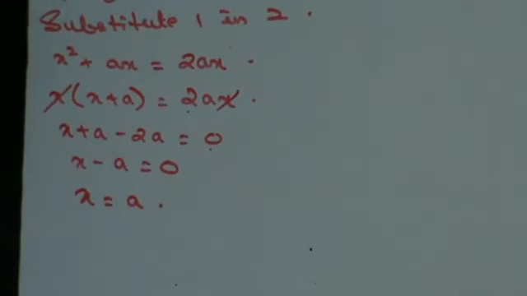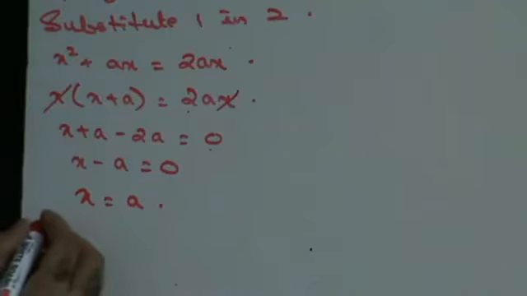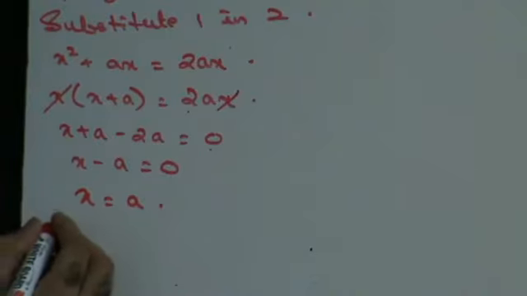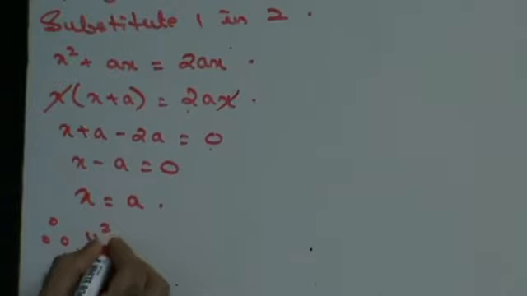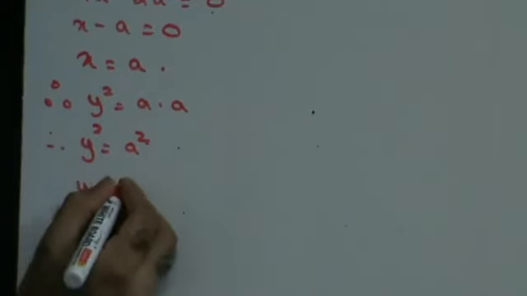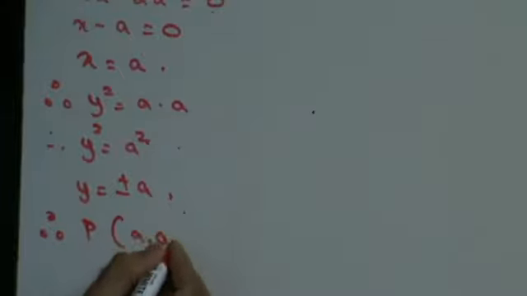Once I get the value of x as a, I can substitute the value of x in any one of the equations and get the value of y. Therefore y square is a into a, so y square is equal to a square, y is equal to plus minus a. That means the coordinates of point P in the first quadrant will be a comma a. Both the coordinates of it are a.